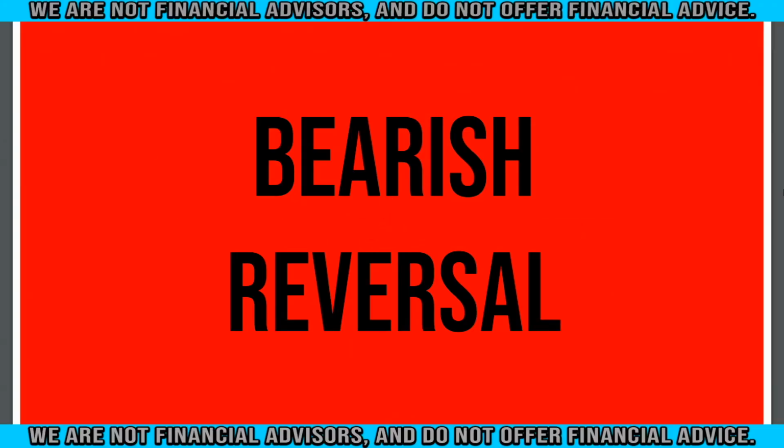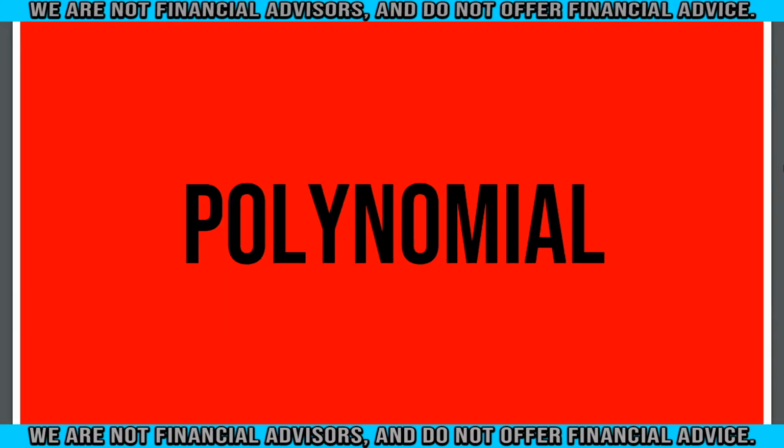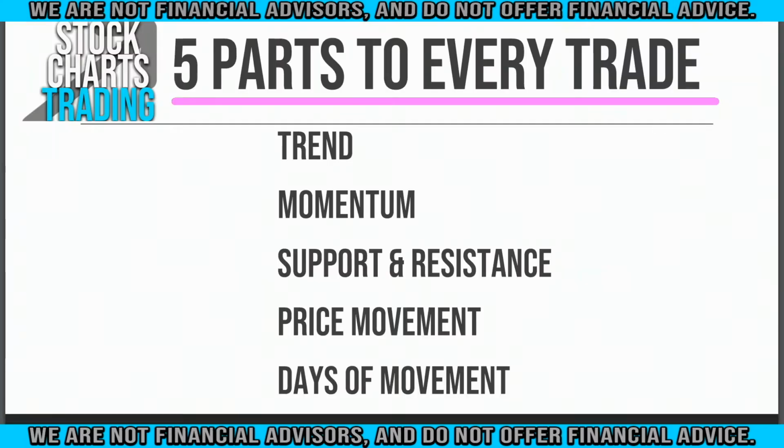Sell the news: there are two strategies, a bearish reversal up against resistance and a bearish continuation pattern. Today, I want to talk about how to set up a continuation pattern trade using polynomials and W patterns. When doing this, you first have to review the 5 parts of every trade.